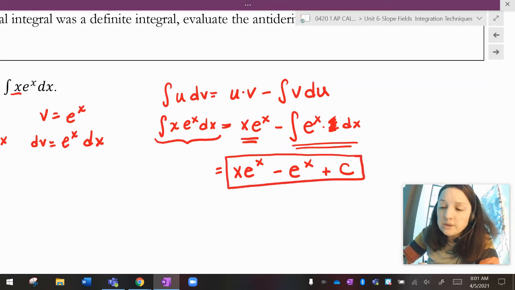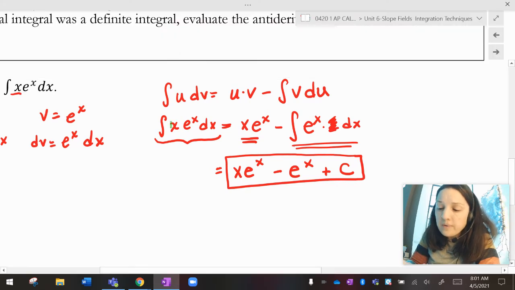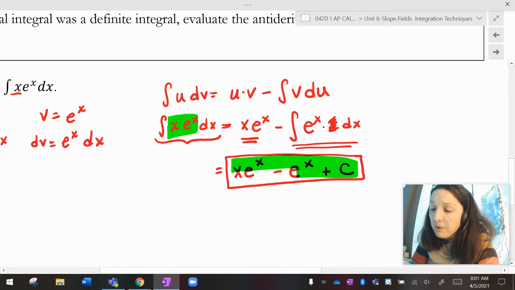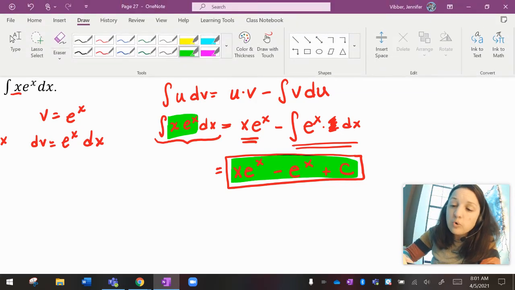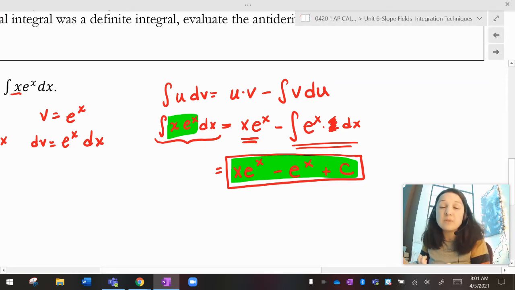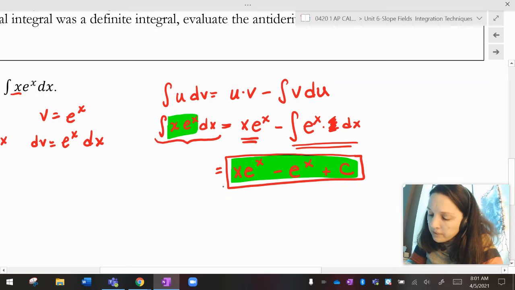Okay, so what did we just find out? We found out that the antiderivative of x e to the x is x e to the x minus e to the x. And if you don't believe me, one of the great things about integrals is even though they don't have rules, they can always be checked. So let's see if the derivative of this is our integrand.